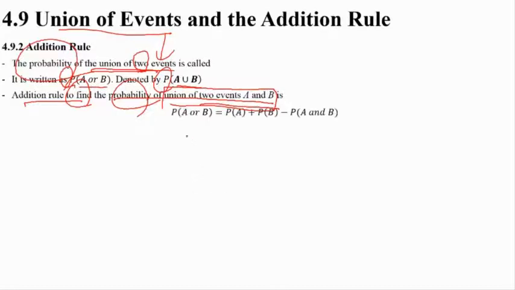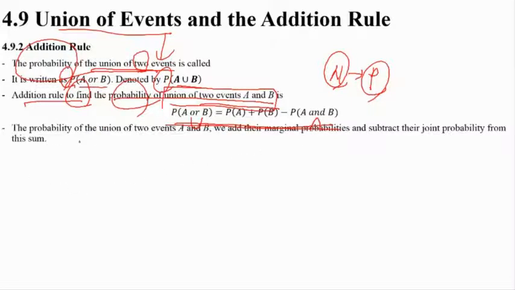So how does it look? Before, we used n, the number of people or events. Right now we use P, because this is probability. It's different, but the form is the same. So the probability of A or B, or A union B, equals probability of A plus probability of B, minus probability of A and B, the intersection.